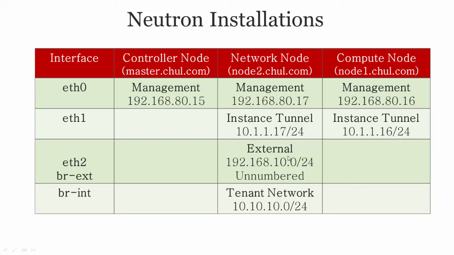For this purpose, ETH2 in the network node will be on number. And the tenant network, this one, 10.10.10.0. So this network address will be assigned to virtual machines in the compute node. And the compute node, hostname node1, the management, this one, instance tunneling, this one, the network address must be the same, this one, as in the network node.